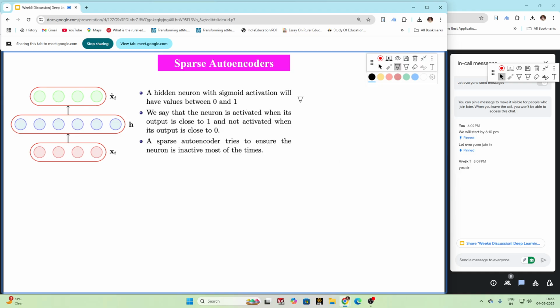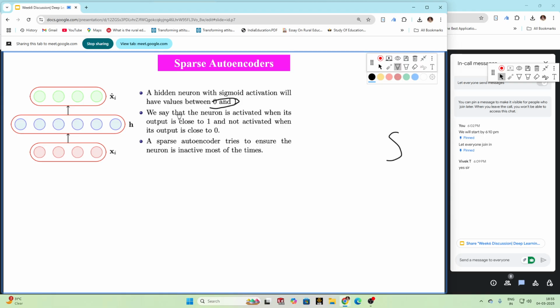A hidden neuron with sigmoid activation will have a value between 0 and 1, because we have always seen that in this autoencoder, in the hidden layer, we use the logistic function or the sigmoid function. All the S curves are known as sigmoid functions, but logistic is 1 by 1 plus e to the power minus x. That function is known as the logistic function. So we use the logistic function as the activation function for the encoding layer.